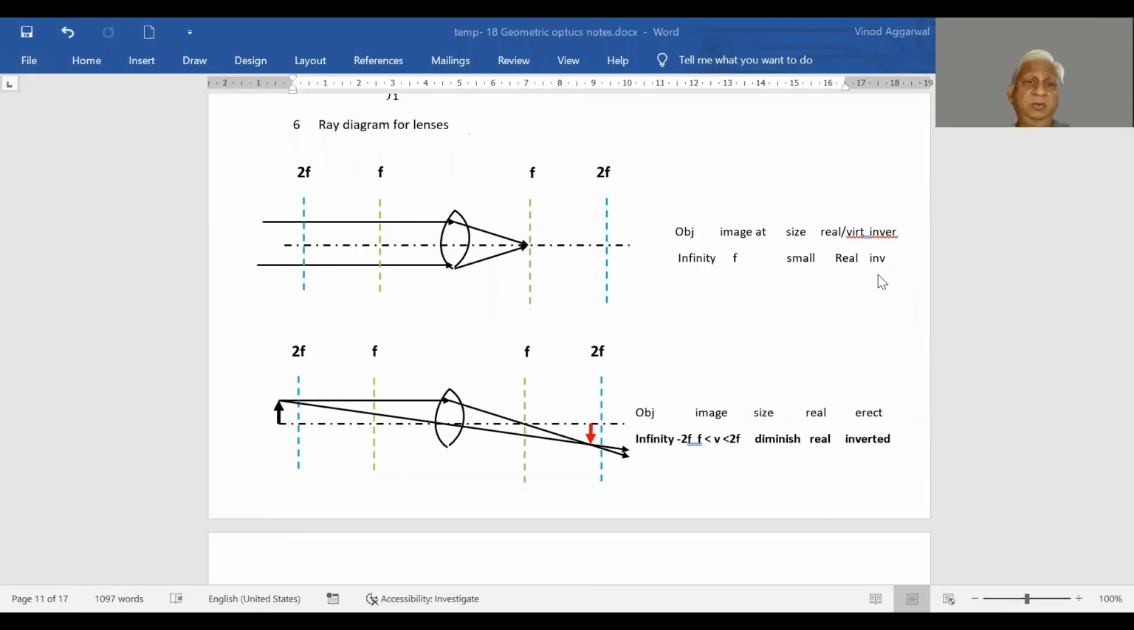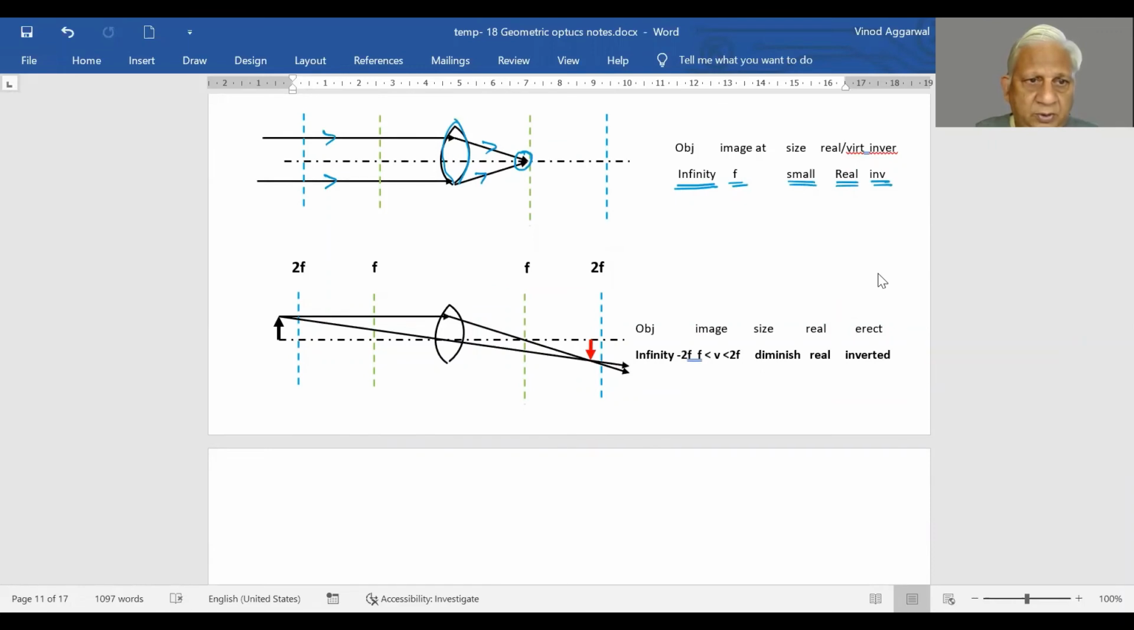Now I'll quickly run you through various ray diagrams. This is our lens. If the rays are coming from infinity, they will all converge at the focal point. The object is at infinity. The image will be formed at the focus. It will be small, real and inverted.